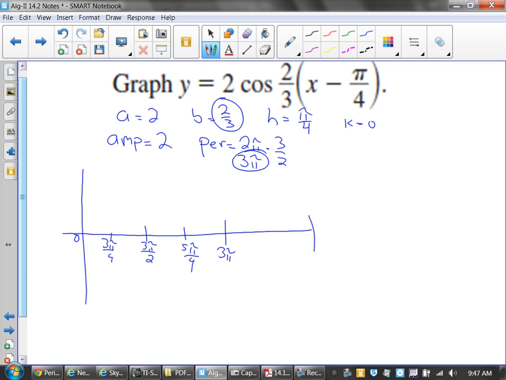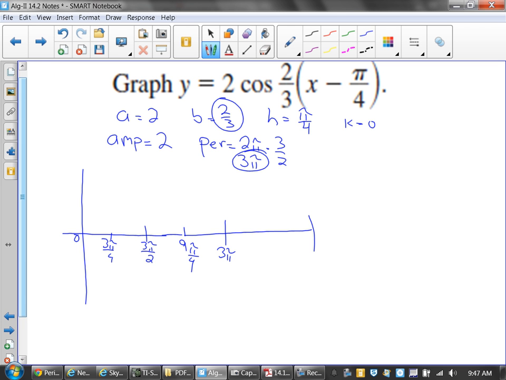Yeah, 9 pi over 4. I'm just looking at it like, wait, that's not enough. That's not enough quarters. So from here, does everybody see how we have to add pi over 4?